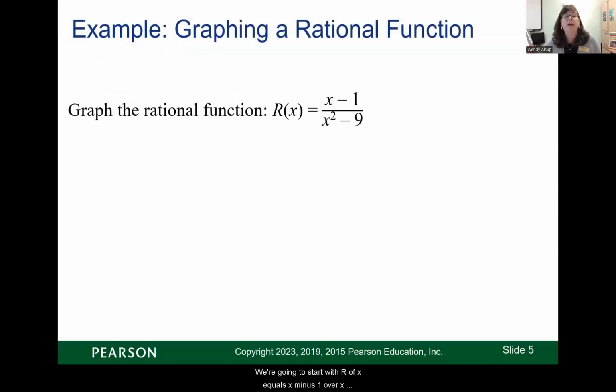We're going to start with r of x equals x minus 1 over x squared minus 9. What makes this a rational function? Remember that rational functions are ratios. In other words, they're fractions, but they're fractions that have a variable in the bottom. So now we have the x squared minus 9 in the bottom, and that's what makes it a rational function.